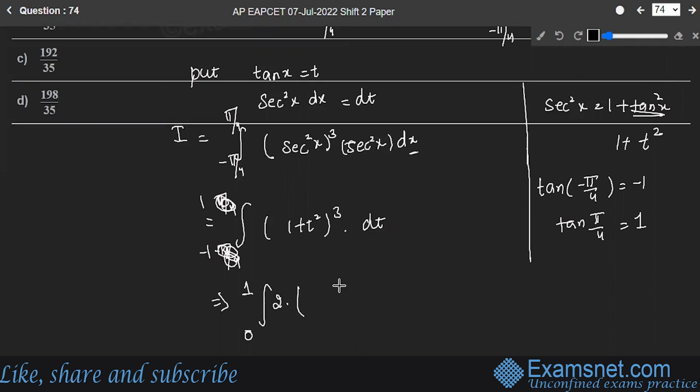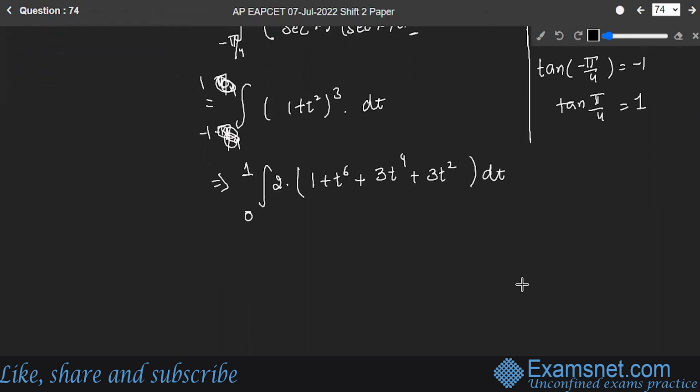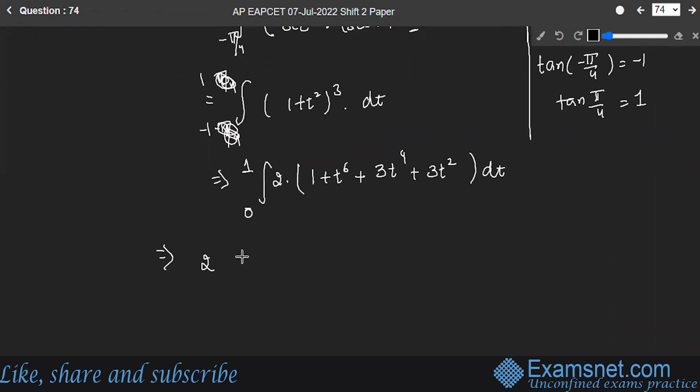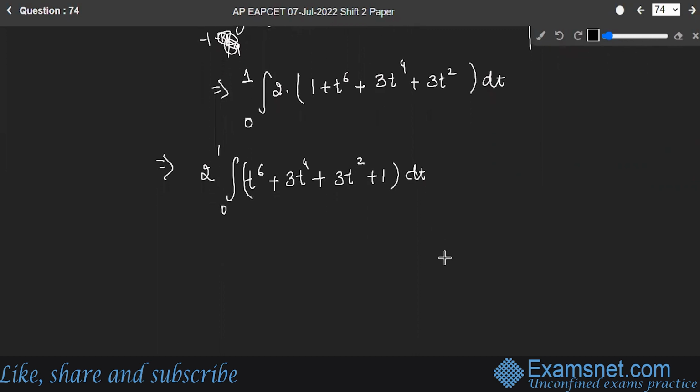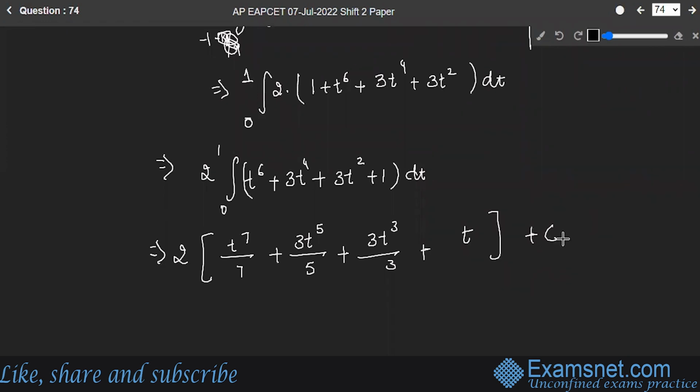2 into. Now open up a plus b whole cube. This is written as a cube plus b cube plus 3ab into a plus b. So this makes it 3 into t raised to power 4 plus 3t square dt. So this is equal to, taking 2 outside, the integral from 0 to 1 of t raised to power 6 plus 3t raised to power 4 plus 3t raised to power 2 plus 1 dt. Now let's find the integral of it. You will get 2 times t raised to power 7 upon 7 plus 3t raised to power 5 upon 5 plus 3t raised to power 3 upon 3 plus t plus some constant.